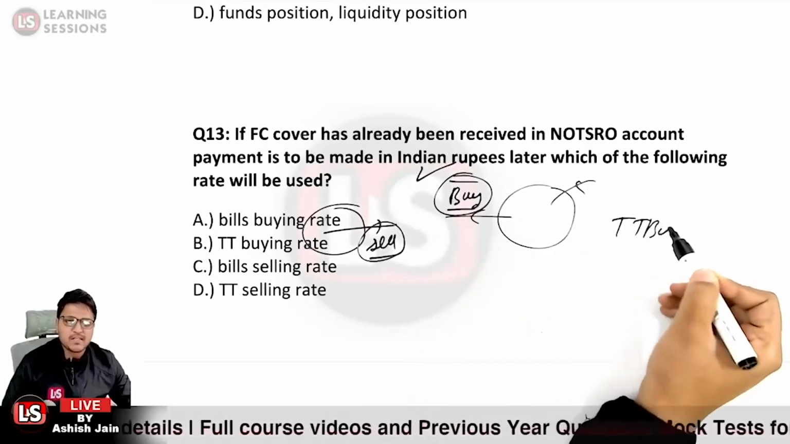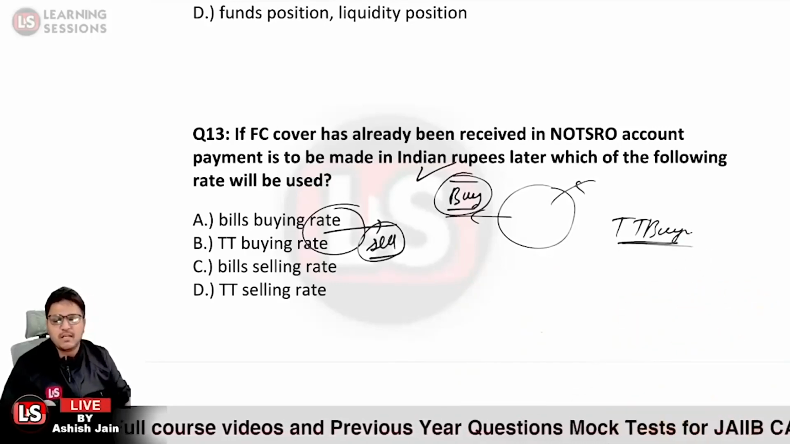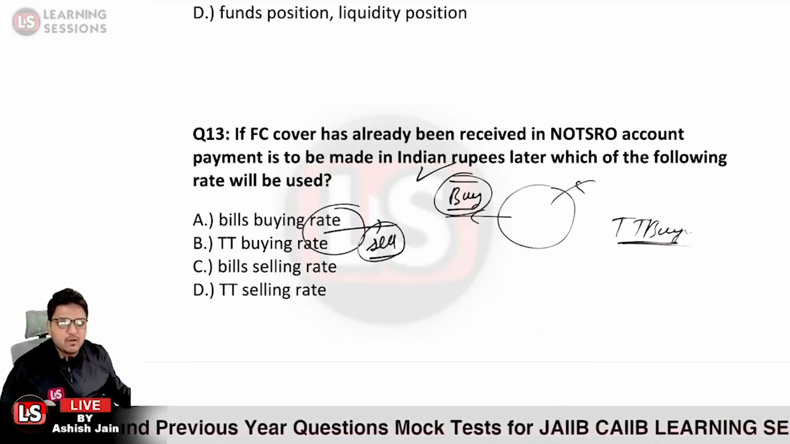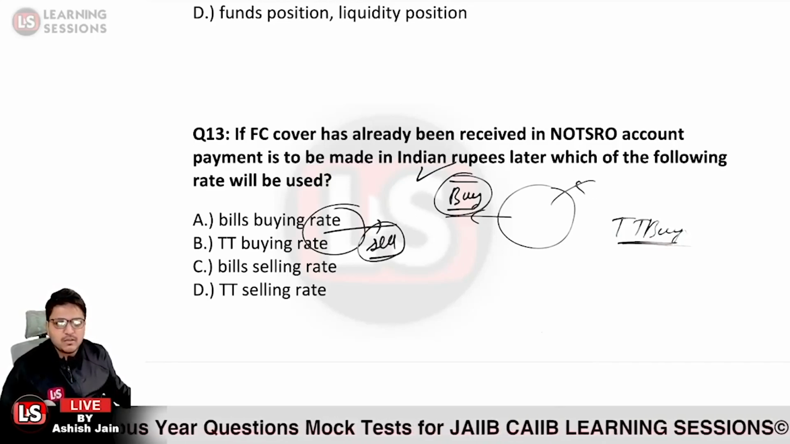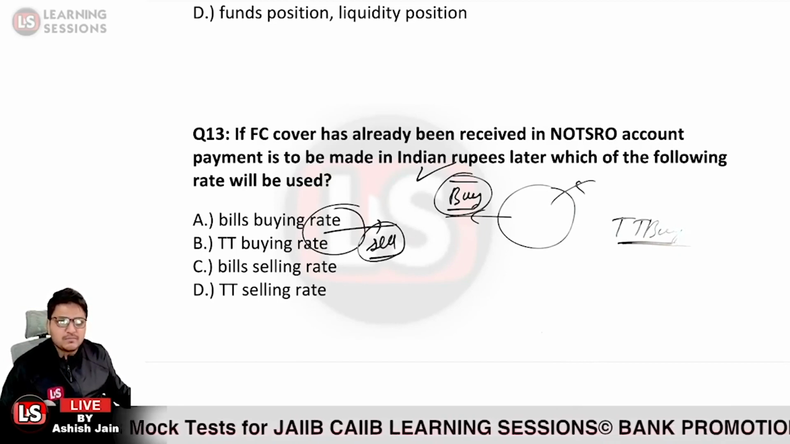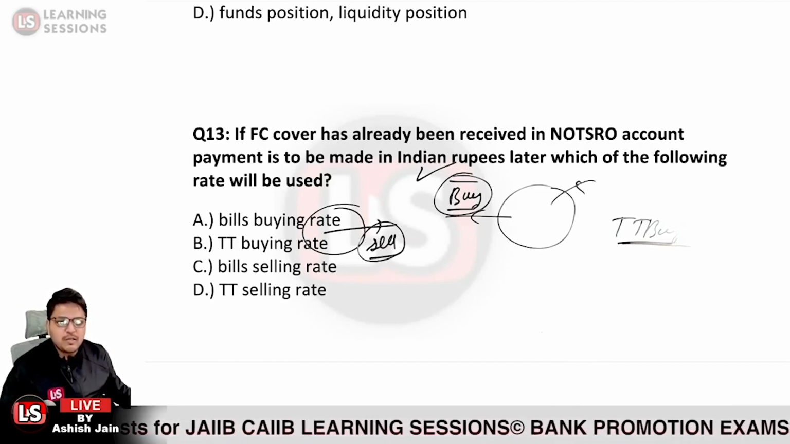It is a buying rate that shall be quoted. So, what rate is applicable? It is a TT buying rate which is applicable over here. So, what will be the answer? Option B over here is the right answer.